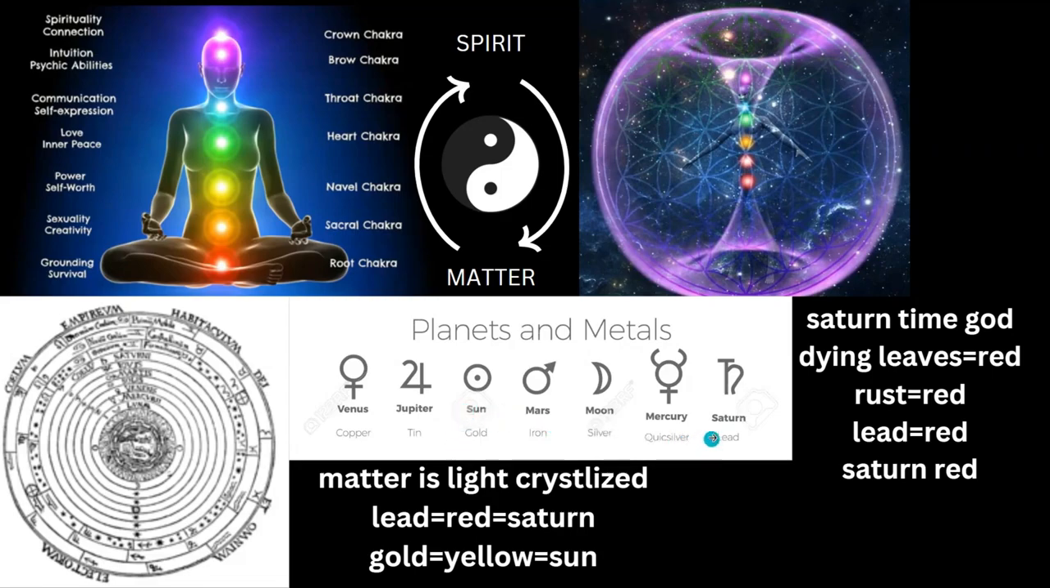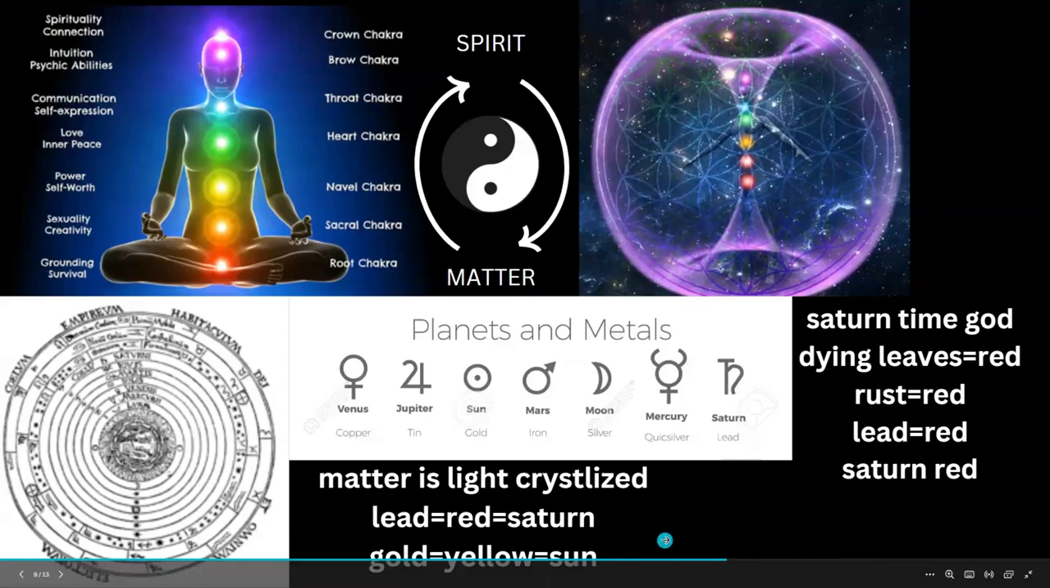You see, Saturn is the time god. What happens in autumn? The leaves turn red and they die. This is why Saturn, Satan, Time God, the Reaper, everything is crystallized till its death and then reborn again. You see? Rust. When things rust, it turns to red. Because it's Saturn. Saturn crystallizes everything. He's the Reaper who comes around in winter. You see? He's Satan. Jesus and Satan, the Sun and Saturn.